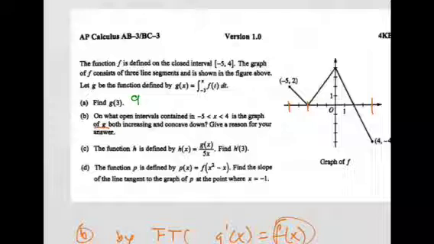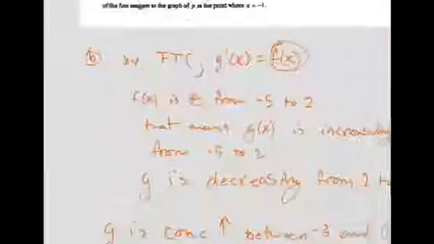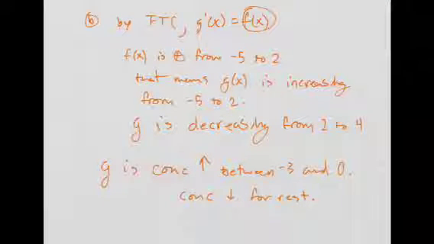So what was the question asking? I was just saying stuff. On what open intervals between -5 and 4 is the graph of G both increasing and concave down? So the intervals where it's increasing and concave down. So I explained some stuff. G is increasing from -5 to 2, and it's saying concave down. Concave down for anything but -3 and 0.